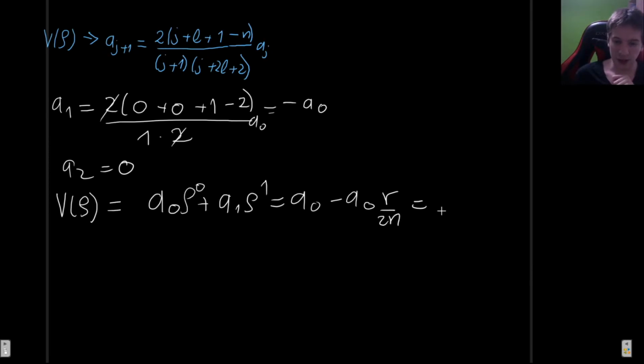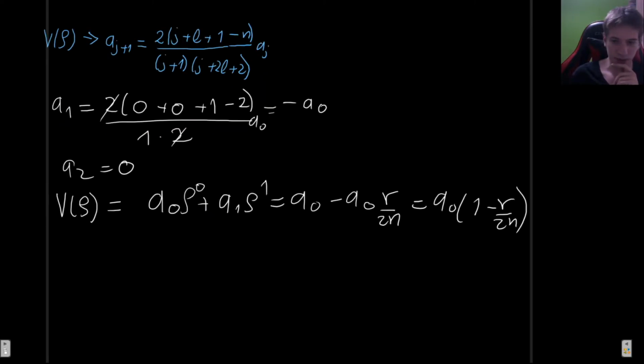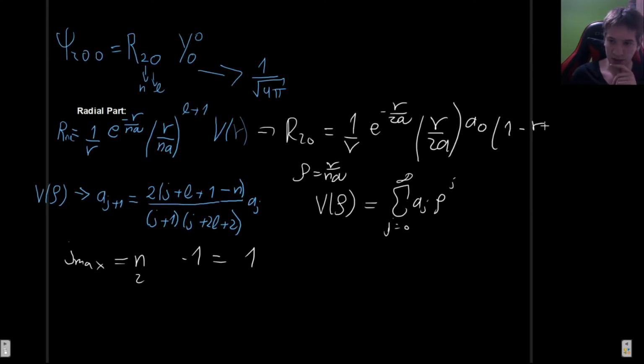And finally, we can factor out a0, so we get a0 times (1 minus r divided by 2a). So this is going to be this function. Let's go back and plug it into what we had right here. So instead of this function here, V(r), we are going to get a0, 1 minus, what was it again? I already forgot. It was 1 minus r divided by 2a.